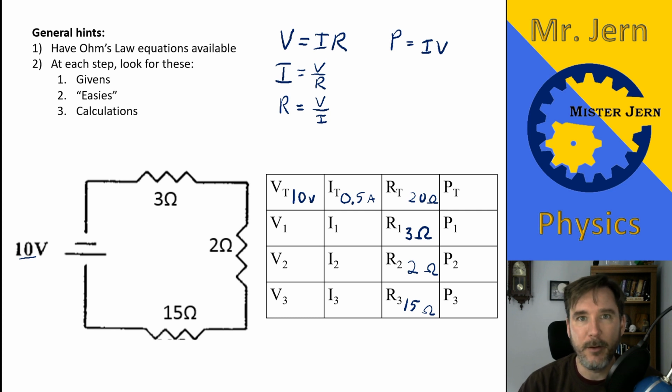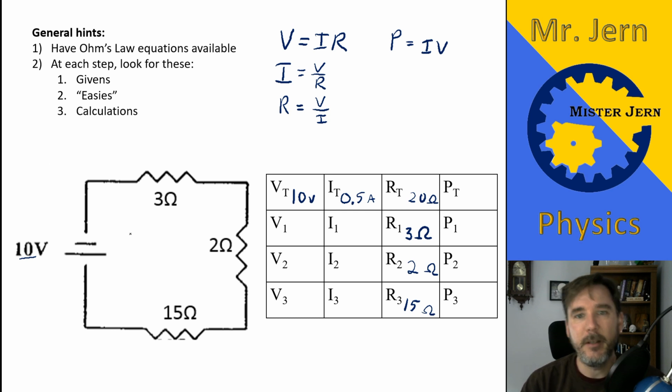Are there any more givens? No, we don't have any more givens. But are there any easies? Now, what does Mr. Germ mean by easies? Well, easies are basically following those rules that I taught you earlier. And in this case, the rule is this.